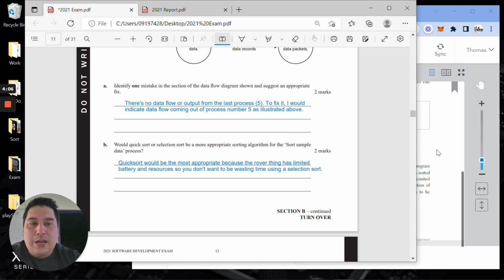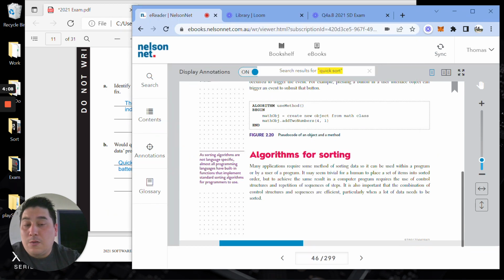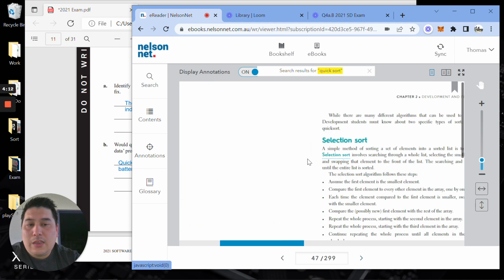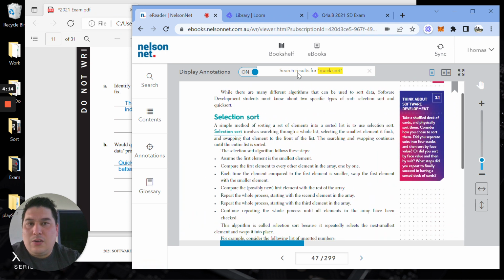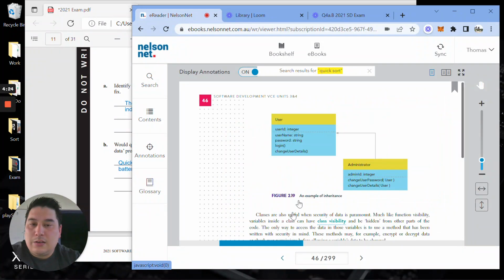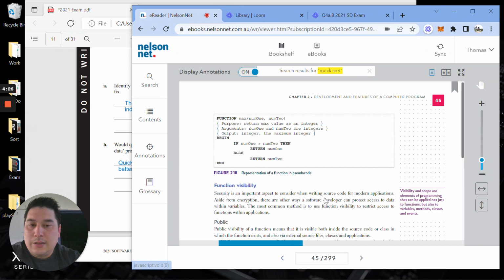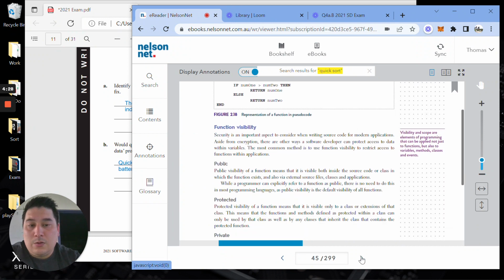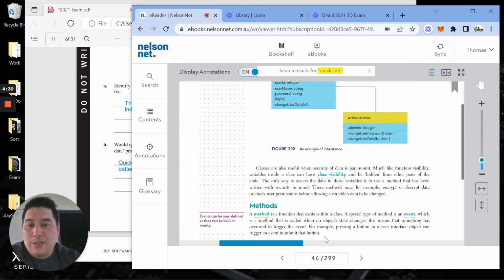If you want to read more on those algorithms, they're on page 46, sorting algorithms. I think it's a lot easier if you actually get on YouTube and watch those 3-minute, 4-minute selection sort and quicksort videos. I think they're a lot more helpful than trying to read through this. But if you want some reading content, that's it, page 46.